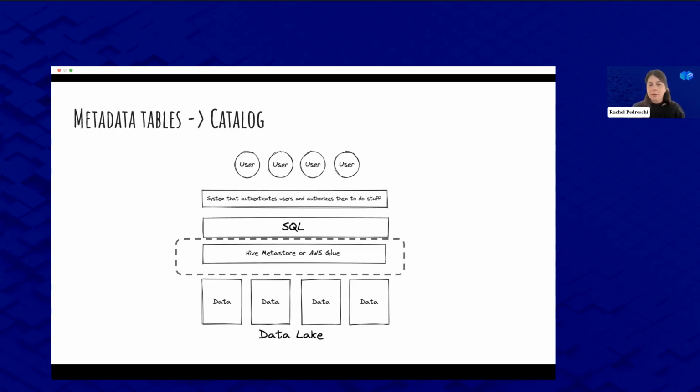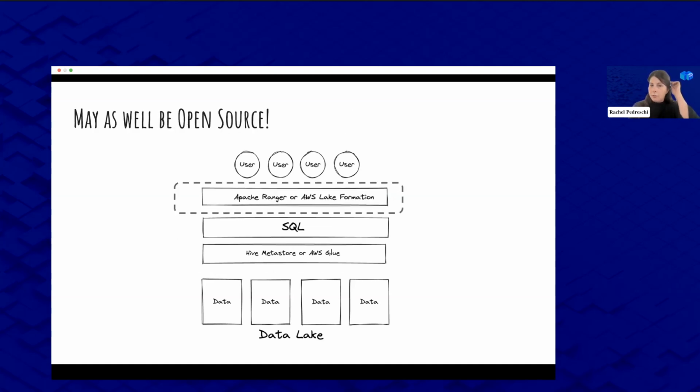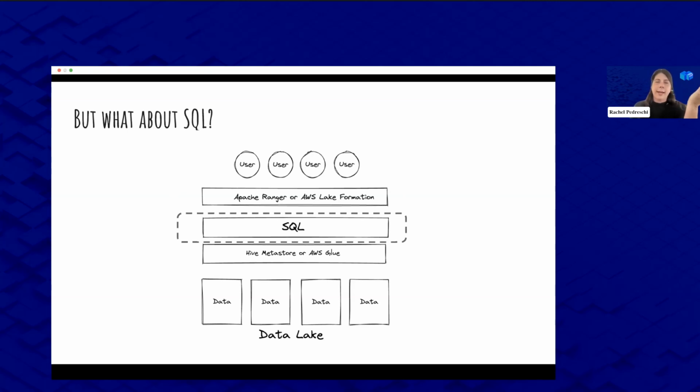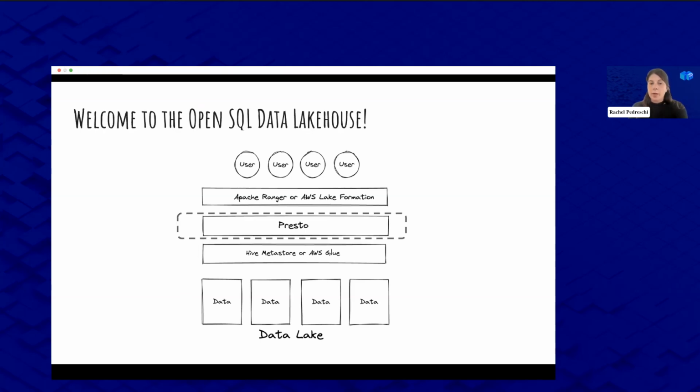For those metadata tables, this is where Hive, the Metastore, or something like AWS Glue can come in. Those work really well to create the metadata that translates SQL to the underlying data in those Parquet files, for example. We've got open source and cloud versions of the authorization and authentication engines as well. And then the last piece is the SQL query engine. This is where Presto and its ilk come in.